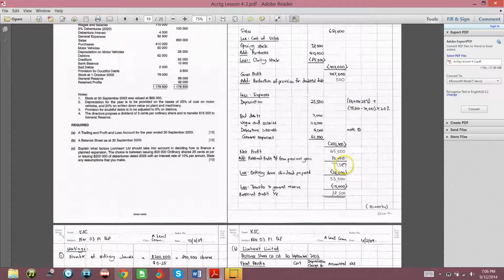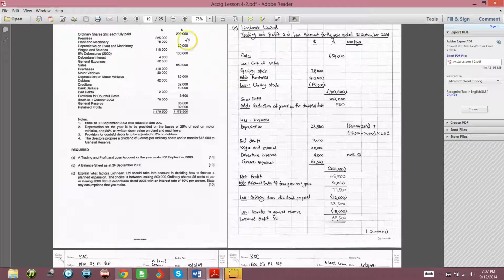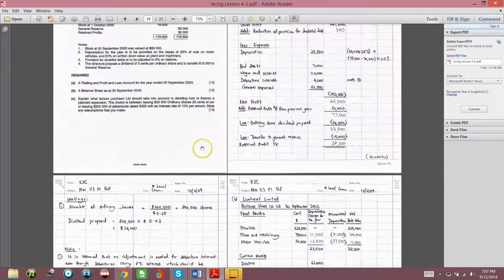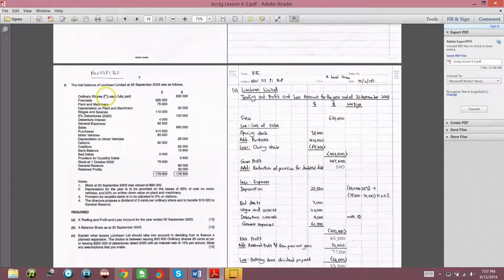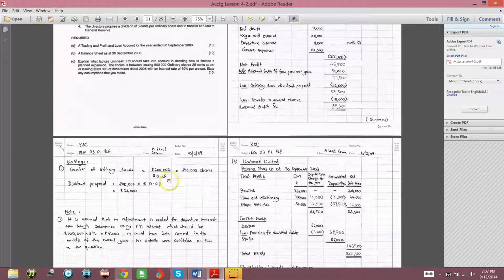You get net profit. Then you add the retained profit brought forward. Then less ordinary dividend proposed. Note number 4 says the directors proposed a 3 cent dividend per ordinary share. So that means you must calculate how many ordinary shares. 200,000 is the value. 25 cents is the par value per ordinary share. So the number of ordinary shares is 800,000. Dividend is 3 cents per ordinary share. So the proposed dividend is 24,000.